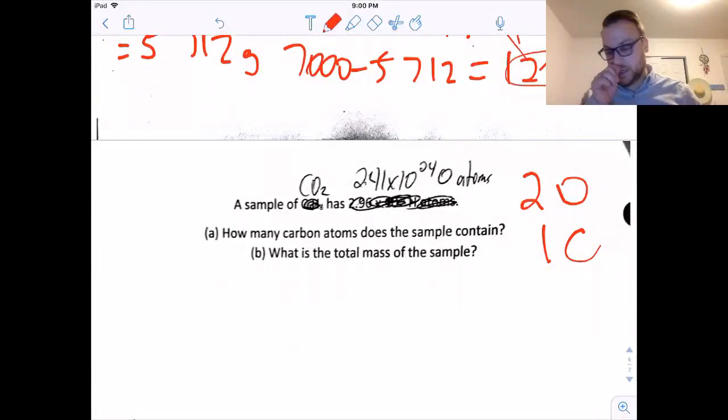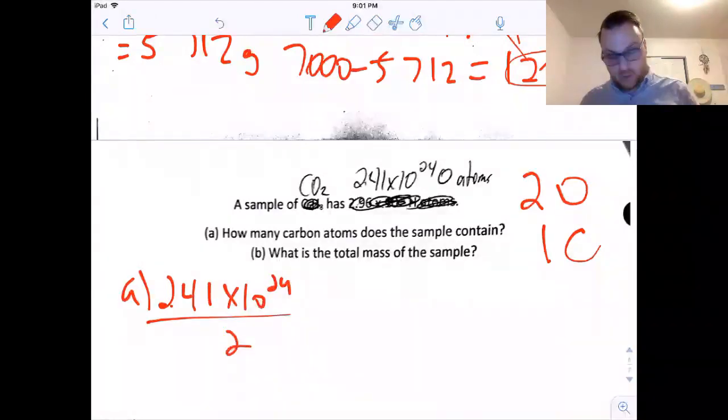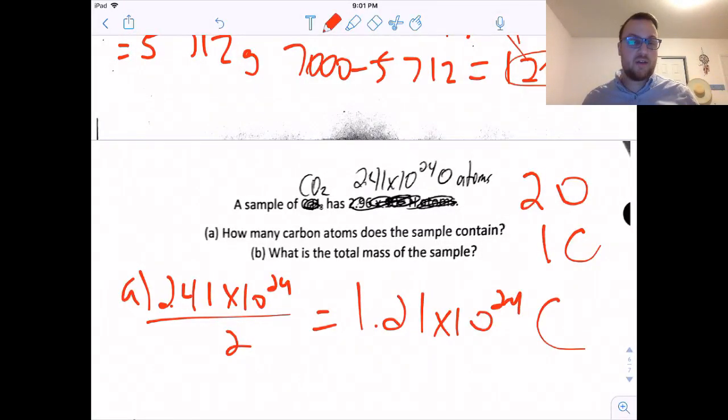There's a couple ways you can do this. Based on what I just told you, you kind of already see the answer. I just said they're in a 2-to-1 ratio. Take that number, 2.41 times 10 to the 24th, divide it by 2, and you get 1.21 times 10 to the 24th. That's how many carbons you have, and you're done. The sample is carbon dioxide, they're in a 2-to-1 ratio, so divide by 2. The end.